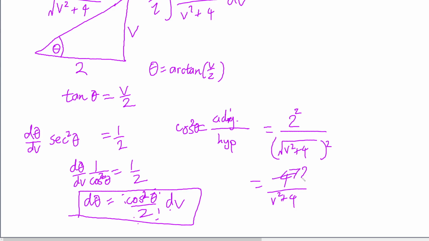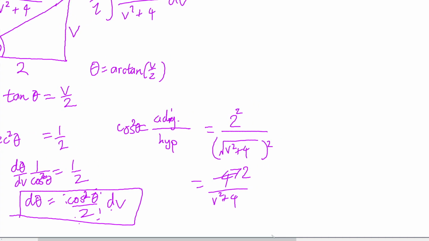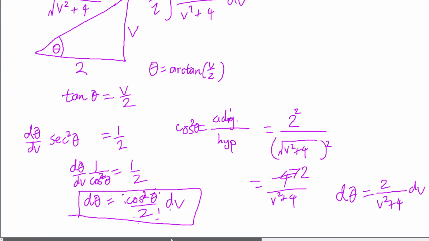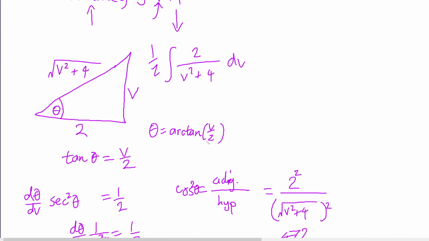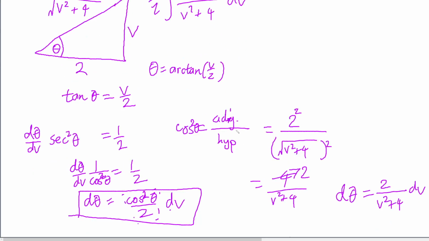So this goes from 4 to 2, removing one factor of 2. So ultimately, we find out that d theta is 2 over v squared plus 4 dv. And why is that information useful? Because we are going to make the substitution theta equals arctan v over 2. So that's the cool thing about this.